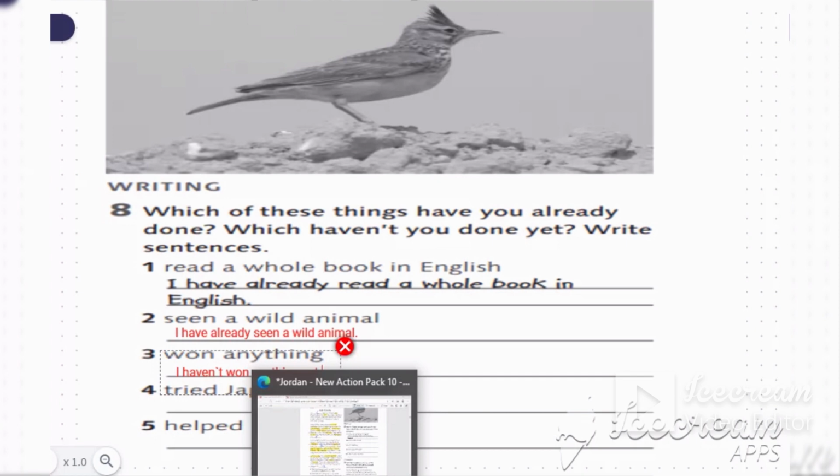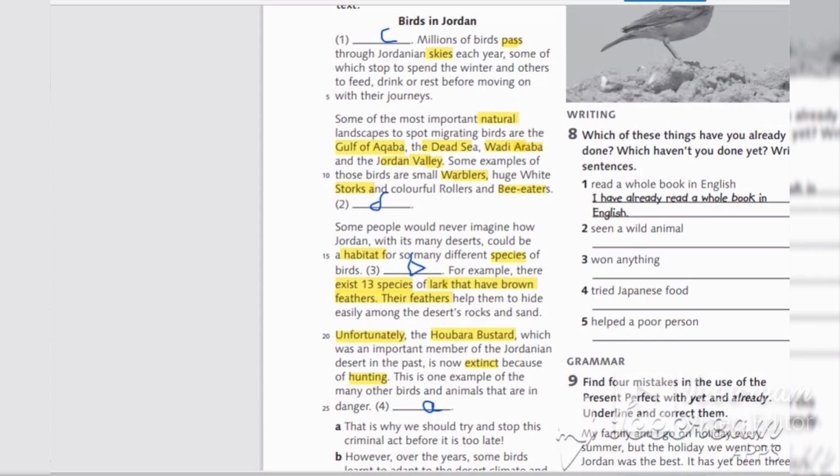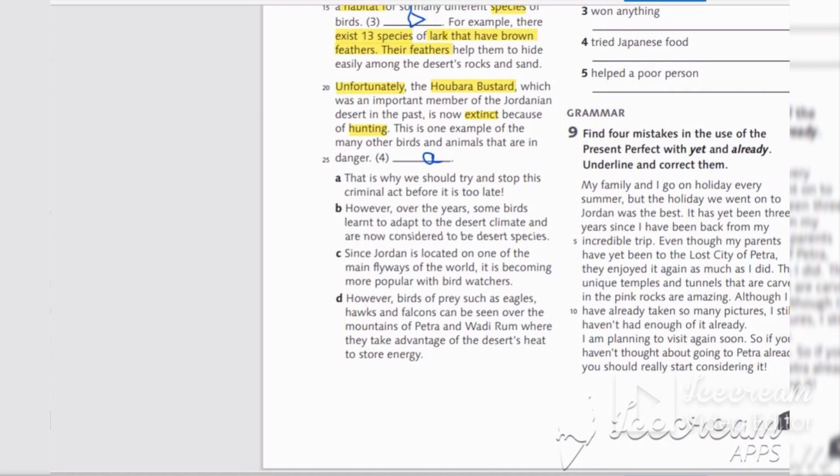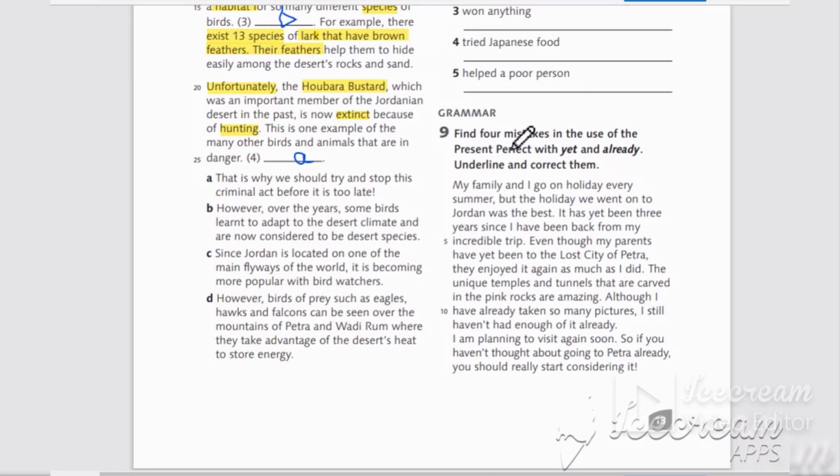Now move to exercise number 9. It's a grammar exercise. Find the mistakes in the use of present perfect with yet and already in exercise 9 and correct them. We will highlight them and correct them. I will just highlight them for you, and you have to think what the mistakes are, okay?